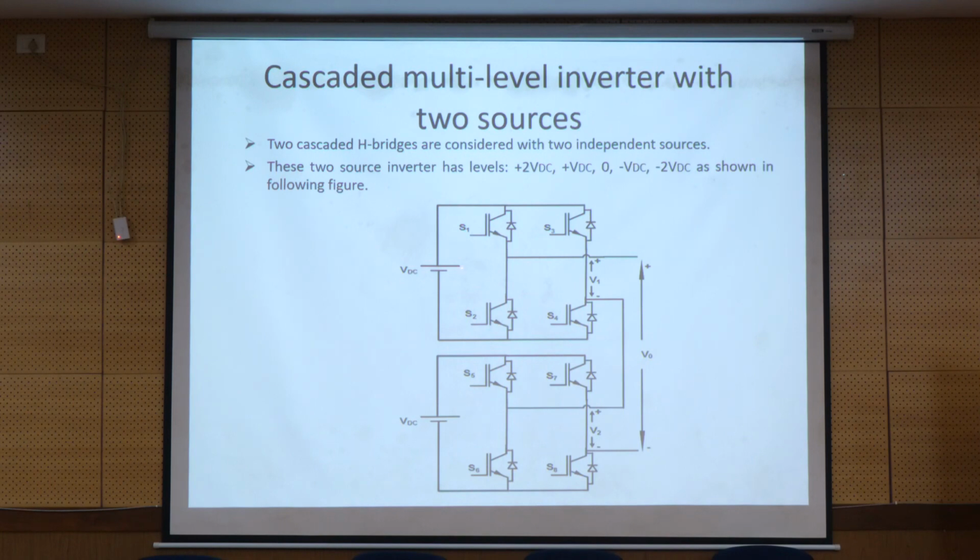If the DC sources are different, then we are going to lose the modularity. That is one more disadvantage: if the DC sources are not equal, then the switch ratings are going to be different, so we lose the modularity. If it is symmetrical in nature, then modularity can be obtained. We should be careful that it is symmetrical; only then can the modularity concept be applied for getting the required voltage levels.